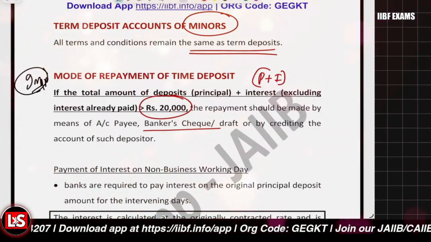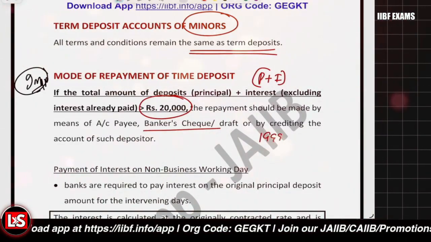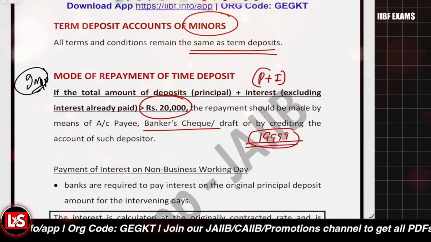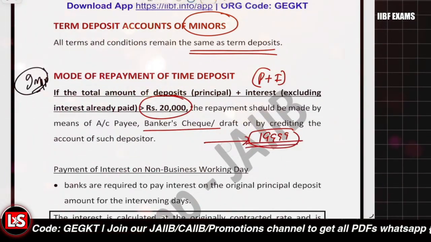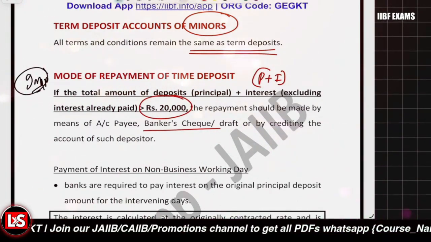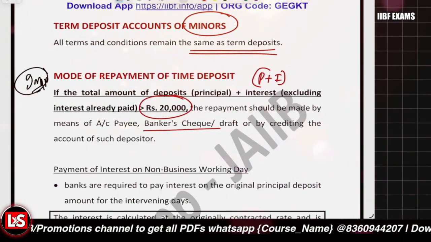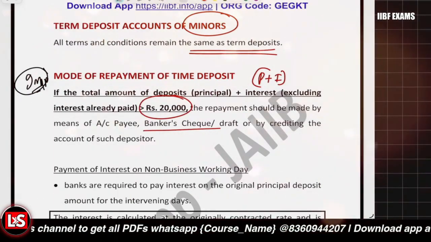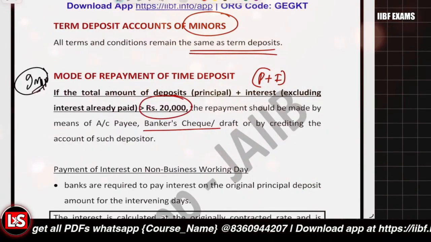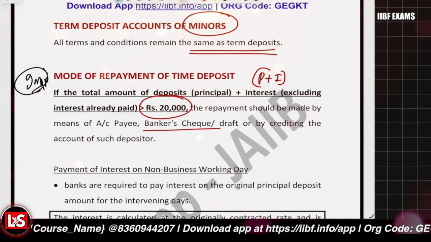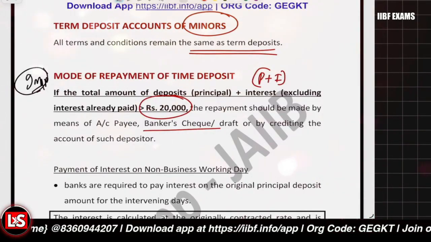Otherwise, if it is, let's say, 1,999, in that scenario it can be paid in cash also. But if it is above 20,000, then only an account payee payment is required, or the payment can be credited through the customer account, right?